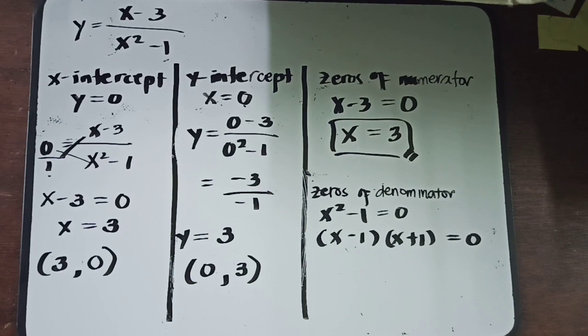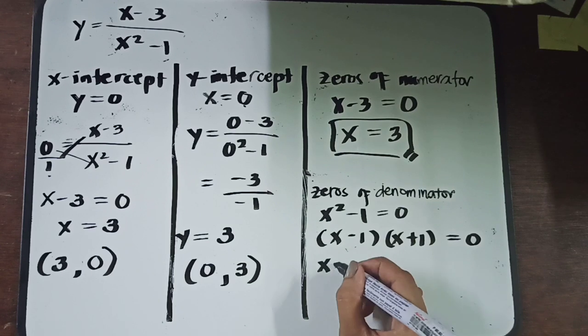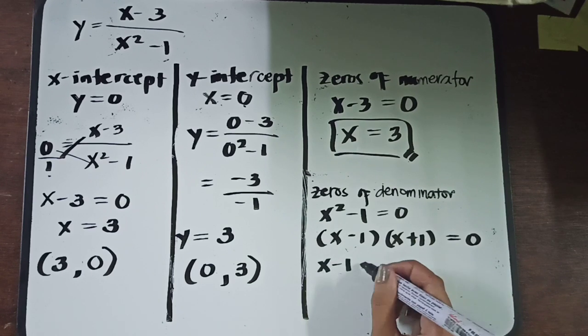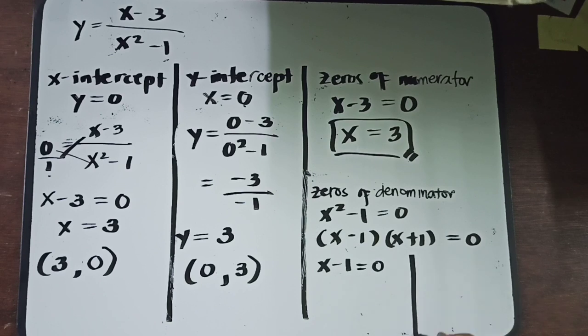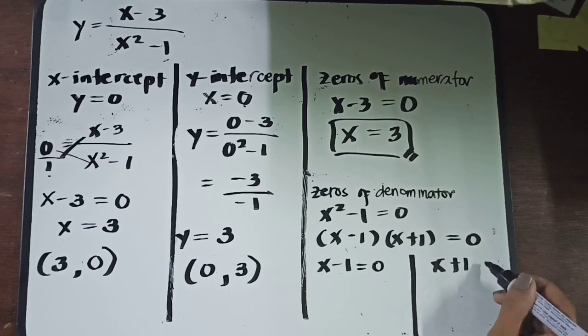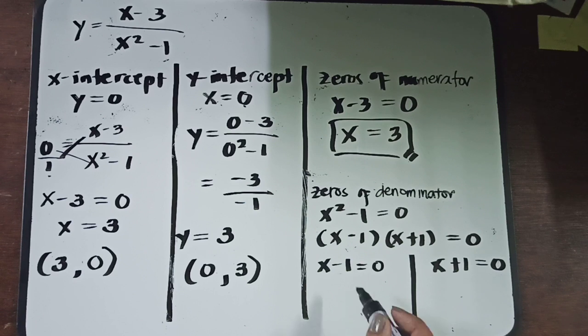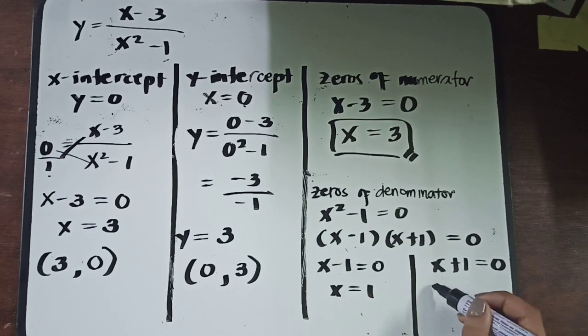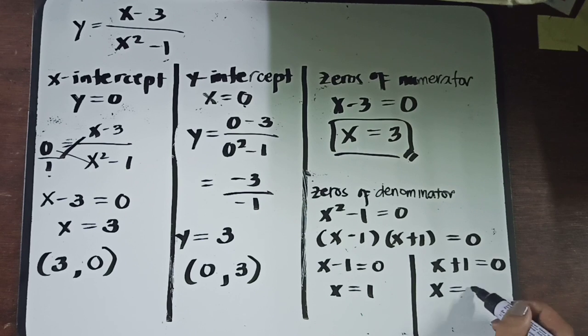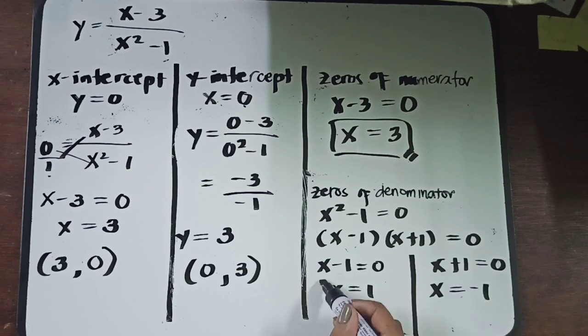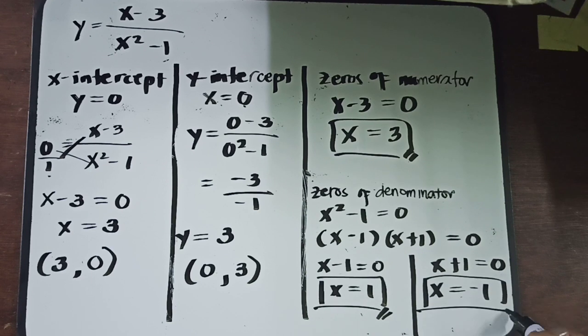So you're going to solve for the zeros of the denominator. So kunin mo siya na magkahiwalay. So x minus 1, the first factor, equal to 0. X plus 1 equal to 0. So this negative 1 will become positive 1. This positive 1 will become negative 1. So the zeros of our denominator is x is equal to 1 and x is equal to negative 1.